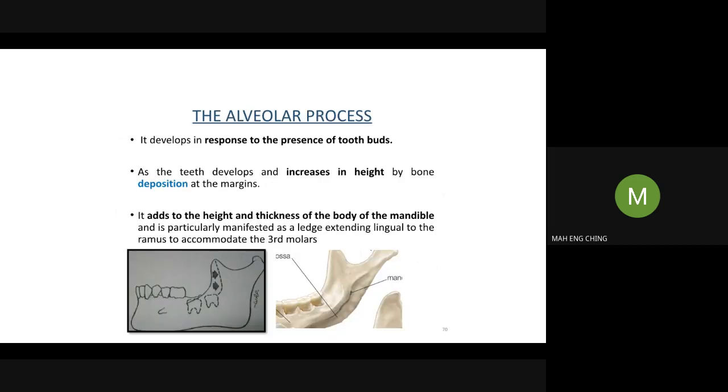Alveolar process develops in response to the presence of the tooth. So if you notice, this alveolar process will coexist with the teeth. If there's no tooth, then the bone will resorb. So when there are teeth, there's an alveolar process. Then when the tooth or the teeth are gone after extraction, the alveolar process will become resorbed. So as the teeth develop and increase in height by bone deposition at the margin, they add to the height and thickness of the body of the mandible, and this is particularly manifested as the ledge extending lingual to the ramus to accommodate the third molar. See, this one is the ledge to accommodate the third molar.